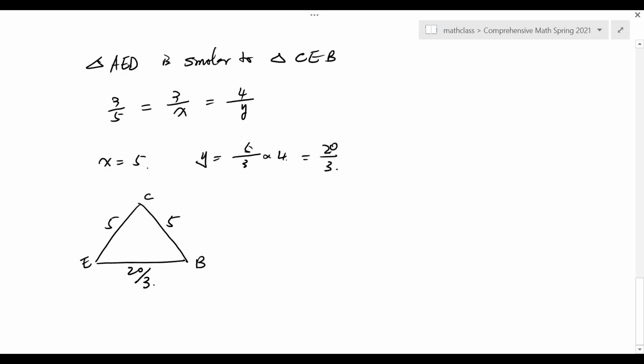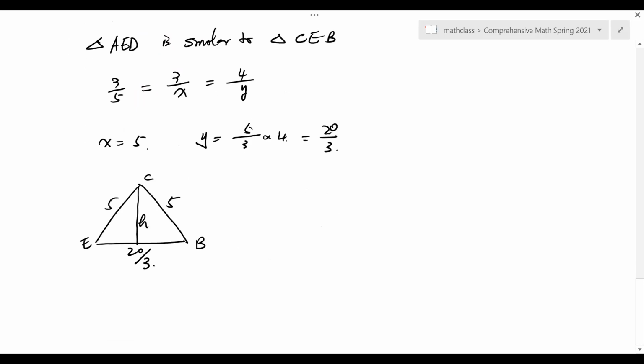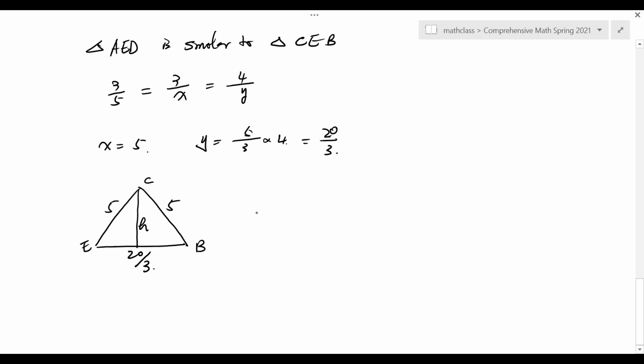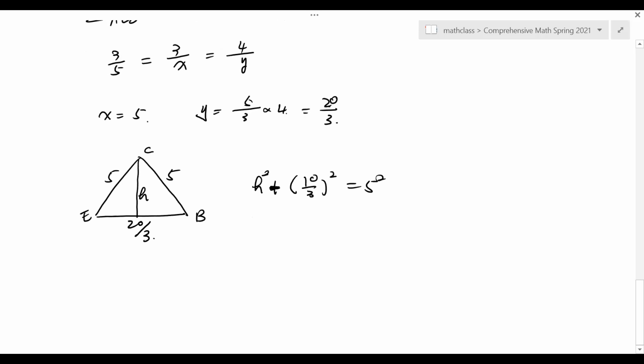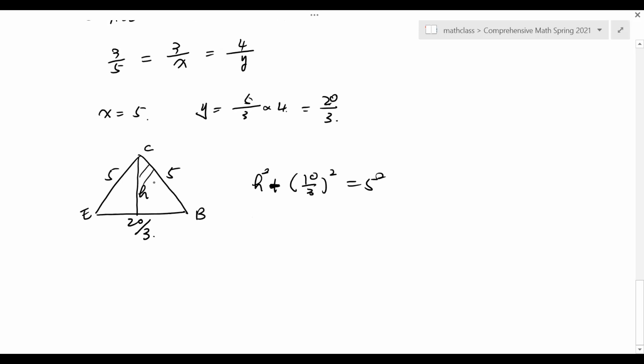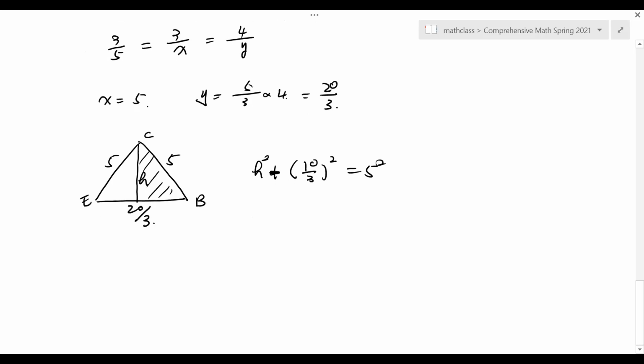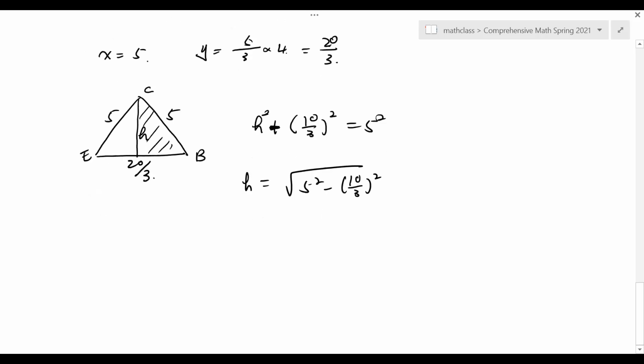So how do you find the area of the isosceles triangle? All you need to do is find the height. To find the height, use the Pythagorean theorem. H squared plus half of this, 10 over 3 squared, should be equal to 5 squared by the Pythagorean theorem. So H is going to be the square root of 5 squared minus 10 over 3 squared. I have to simplify this. Now, 10 is going to be 2 times 5.